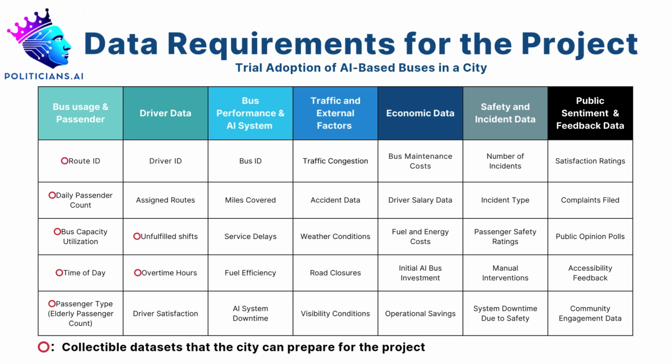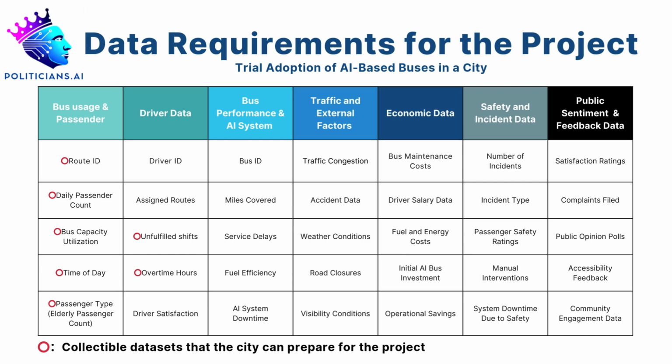Incident type. Categorizing incidents helps us understand whether the issues are related to technology, human error, or other factors. Passenger safety ratings. We'll gather passenger feedback on how safe they feel while riding AI buses. Manual interventions. We need to know how often human operators have to take over AI buses to maintain safety. System downtime due to safety. If AI buses are taken offline due to safety concerns, we need to track how often this happens.